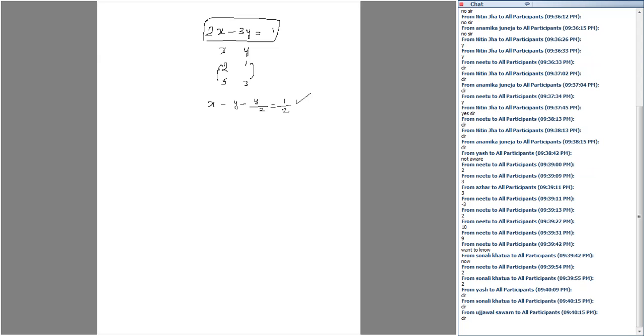What is x minus y? y plus 1 by 2. Are you clear? x minus y equals y plus 1 by 2. x is an integer. This is for integer solutions. Please remember, this is for integer solutions. x is an integer, y is an integer. So y plus 1 by 2 should be an integer or not? y plus 1 by 2 should be an integer.